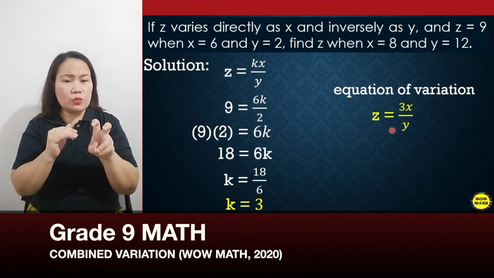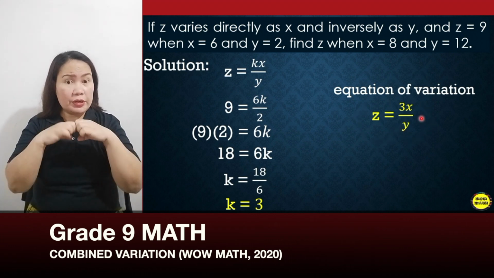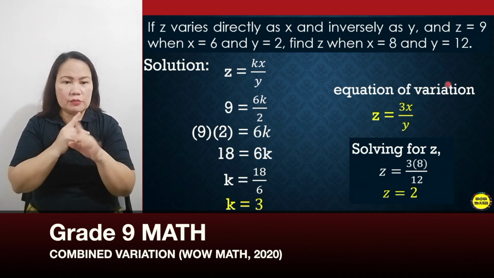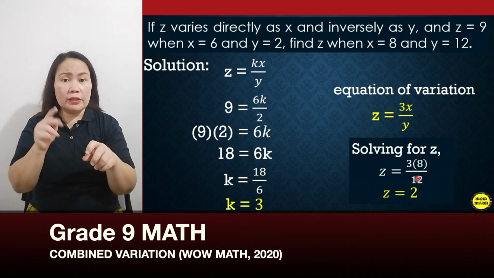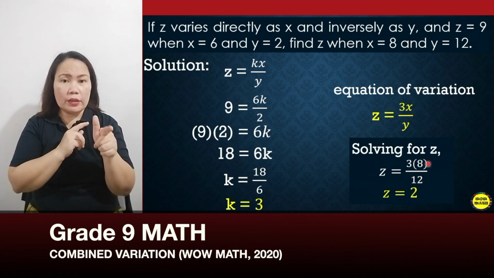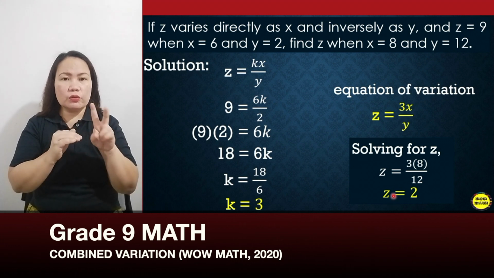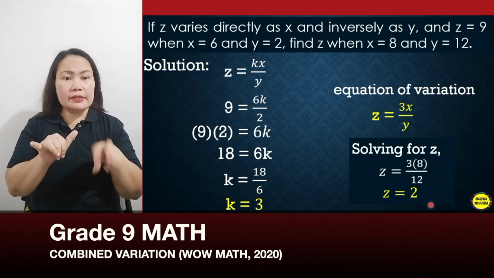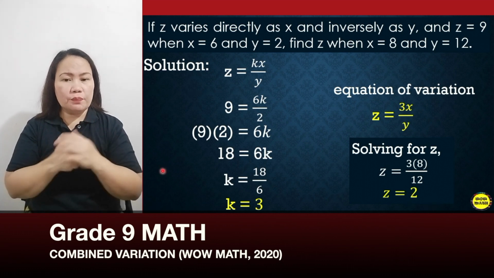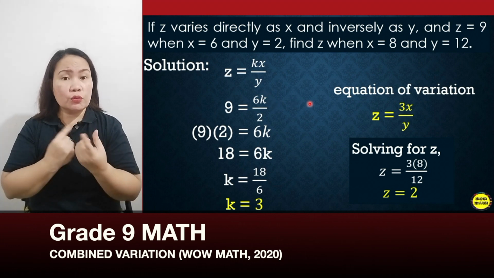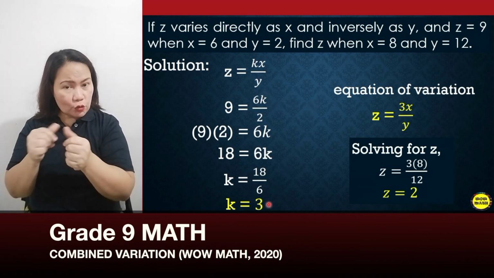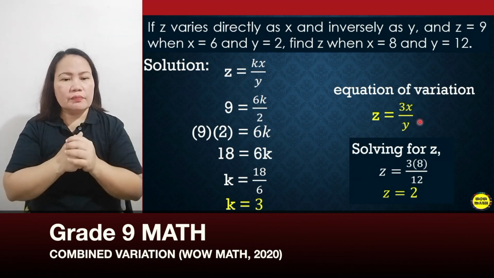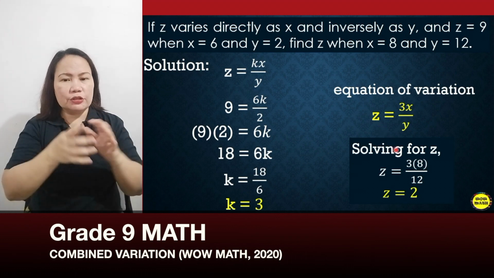So, ang gagawin lang natin, isa-substitute lang natin dito sa equation of variation natin. So, substitute lang natin yung value ng x, that is 8, and yung value ng y, that is 12. So, 3 times 8, that is 24. Divide by 12, z is equal to 2, if x is 8 and y is 12. Okay? So, pag ganitong problem, ang gagawin muna natin, kunin muna natin yung constant and then yung equation. Tapos, kapag may hinahanap, saka natin i-substitute kapag meron na tayong equation of variation.